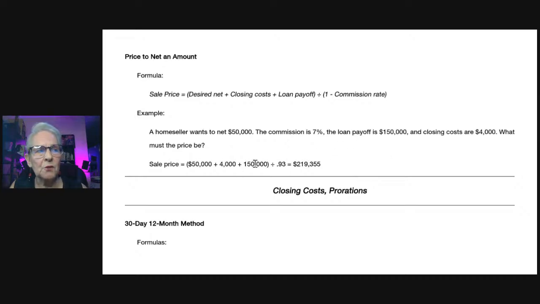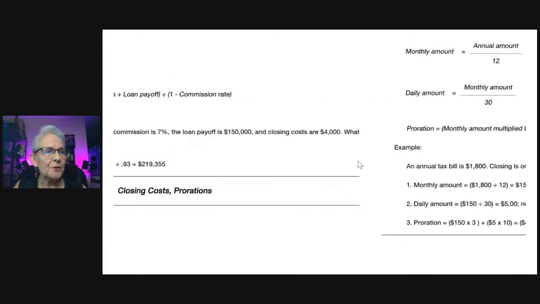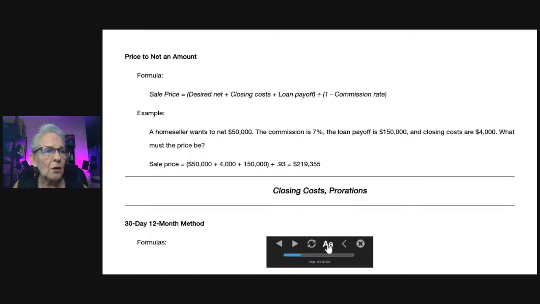Okay, so this is working backwards, to find out what the sales price should be when we know the commission, we know what their loan balance is, we know what the closing costs are, and we know how much they want to walk away with. So we add up all those costs divided by 100 minus 7%. So 1 minus 0.07 gives us 0.93 in decimal, and that gives us $219,355. All right, good. You got it.